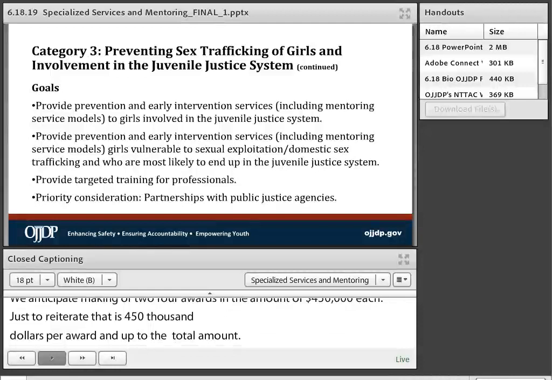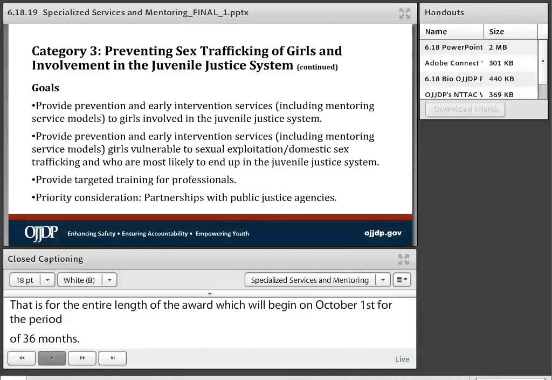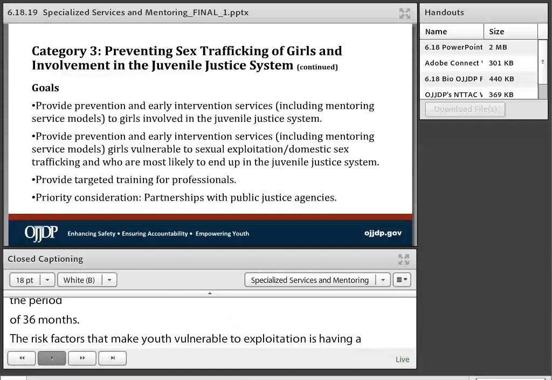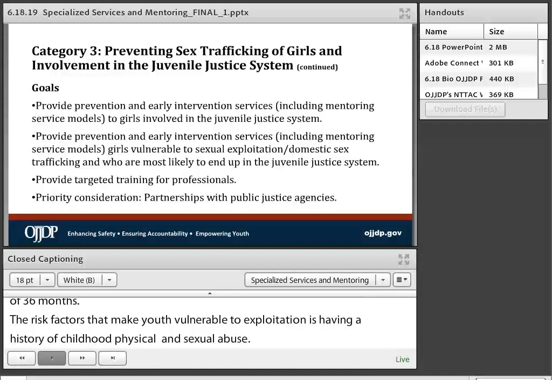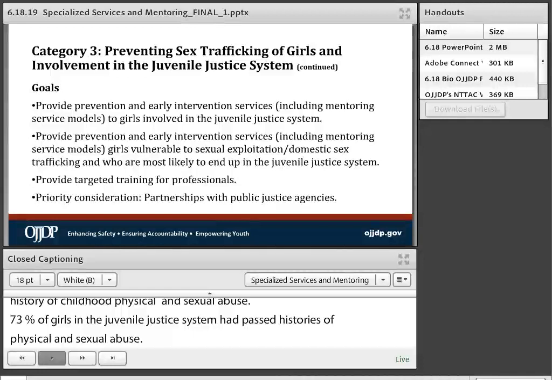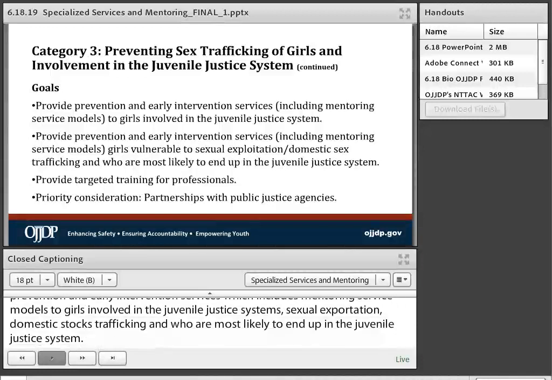So the risk factors that make youth vulnerable to sexual exploitation and domestic sex trafficking can include having a history of childhood sexual and physical abuse. 73% of girls in the juvenile justice system had past histories of physical and sexual abuse, according to Rights for Girls, a human rights organization dedicated to ending gender-based violence against young women and girls in the United States. In response, this category supports the efforts of eligible applicants to provide prevention and early intervention services. This can include mentoring service models to girls involved in the juvenile justice system, as well as girls vulnerable to sexual exploitation, domestic sex trafficking, and who are most likely to end up in the juvenile justice system. This also includes providing targeted training for professionals, including probation, law enforcement, judges, etc., working with these youth.